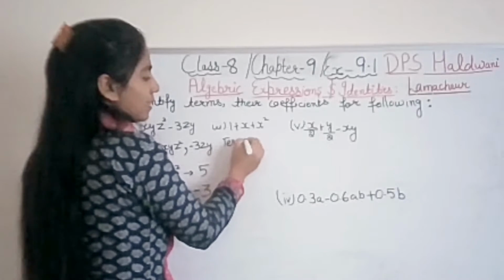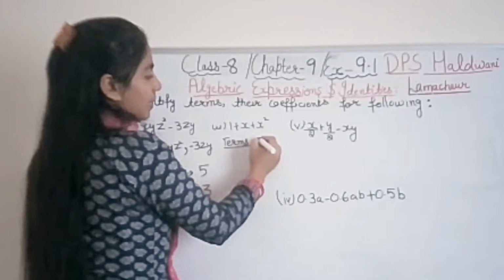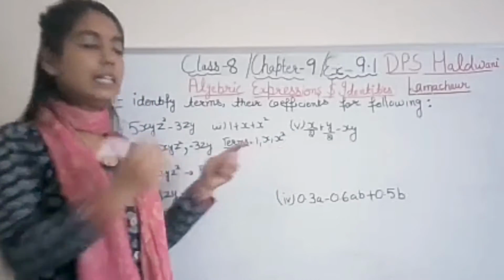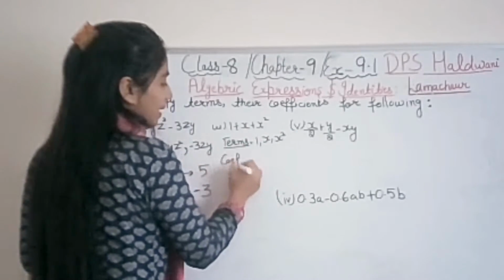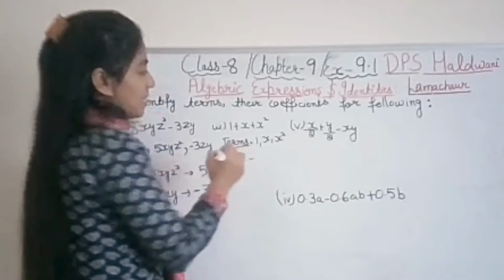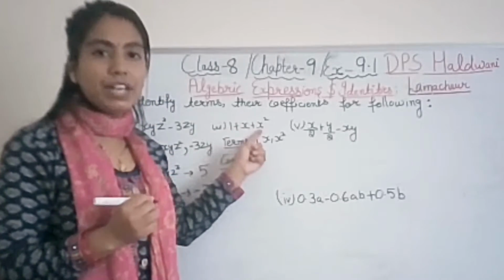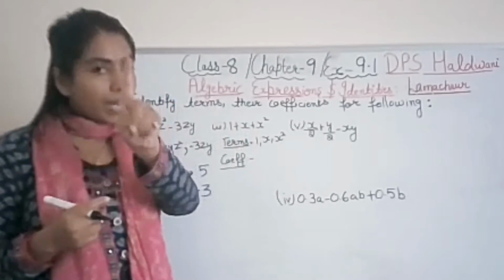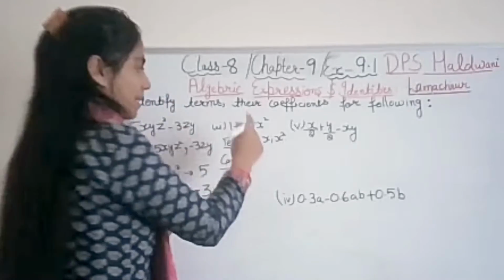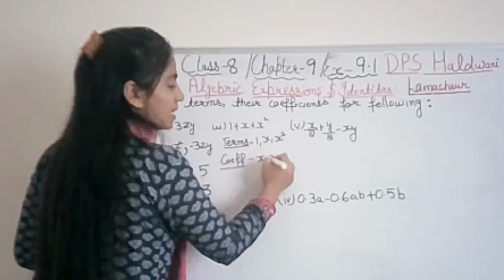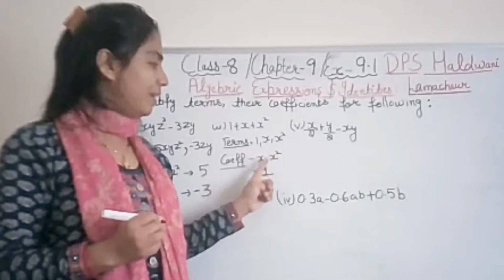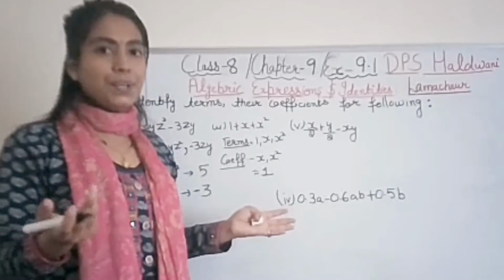Terms are 3, that is called trinomial. That is 1, x and x square. These are the terms. And coefficient student, as you can see, x and x square are variables, and no coefficient, nothing is there, means 1 is there. So in both x and x square the coefficient is 1 only.